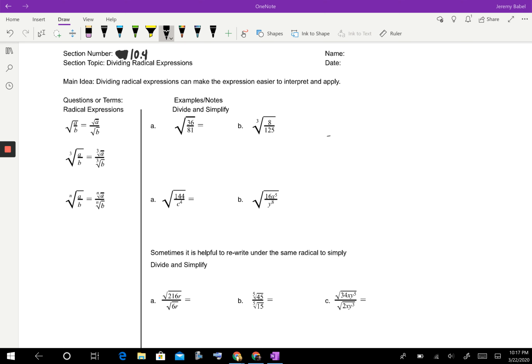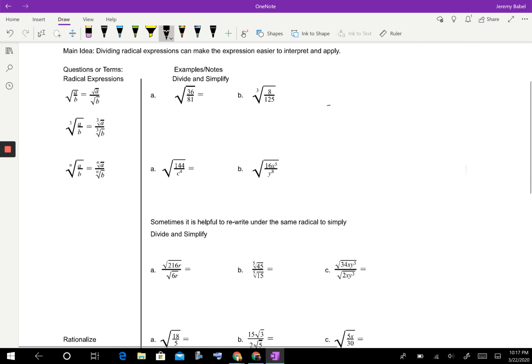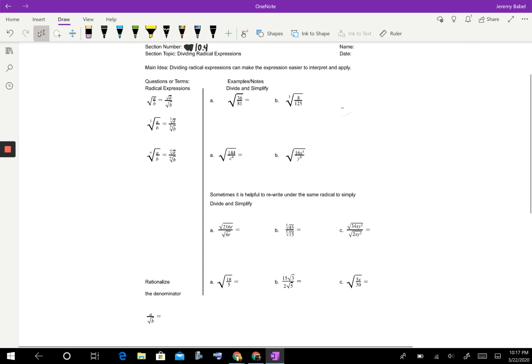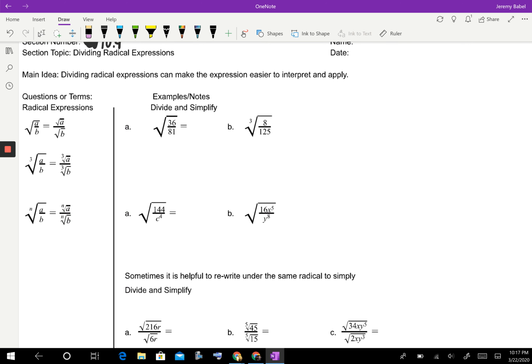We're going to look at dividing radical expressions, and the two things we're going to look at are really dividing and simplifying, and also rationalizing denominators.